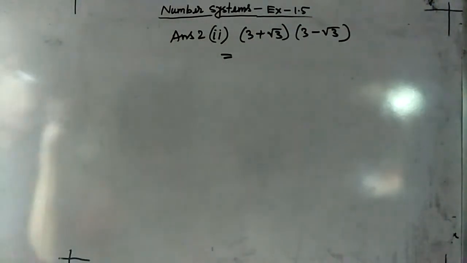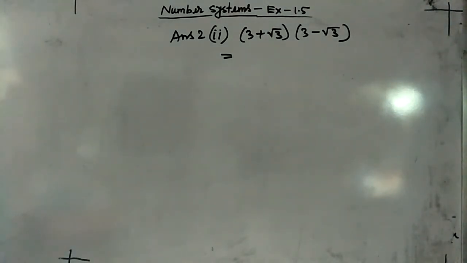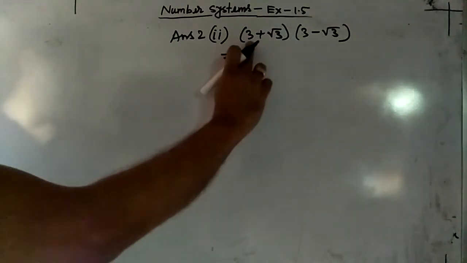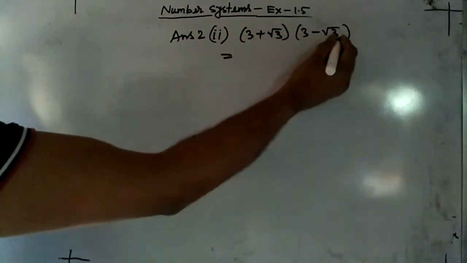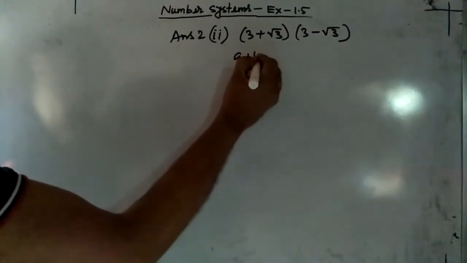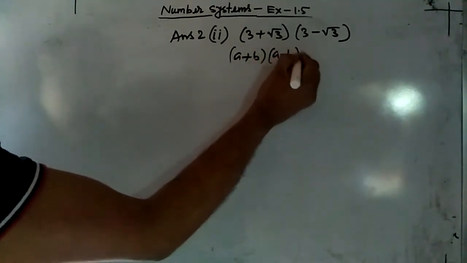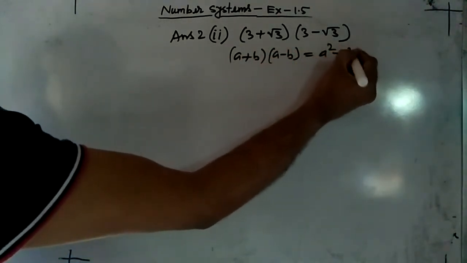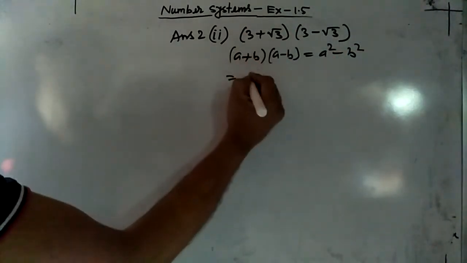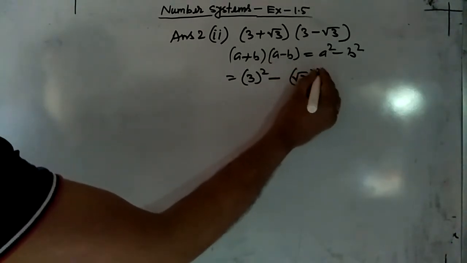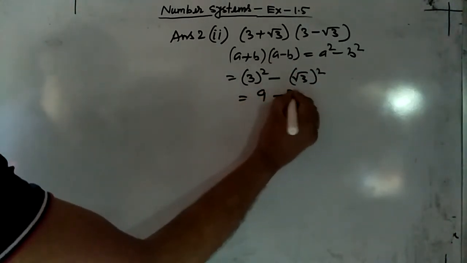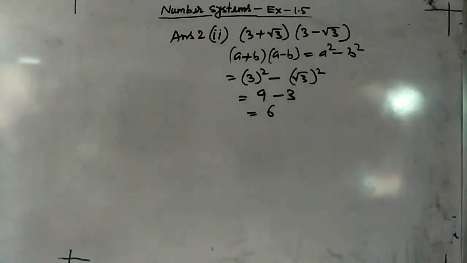Here you can use the identity or distributive law. Anyone you can use. So a plus b into a minus b. If you use a plus b into a minus b, it is better. We know that a plus b into a minus b is a square minus b square. So using this property, we can write 3 square minus root 3 square. So 3 square is 9, root 3 square is 3. So we are getting 6. So this was the answer of question number 2.